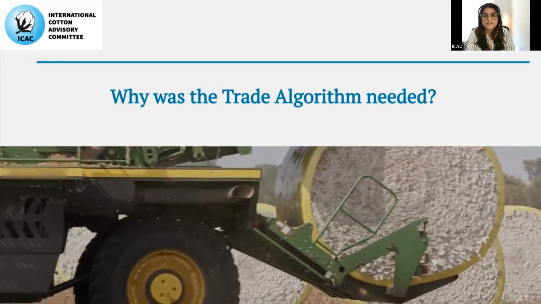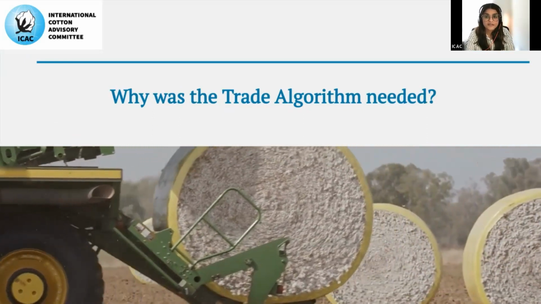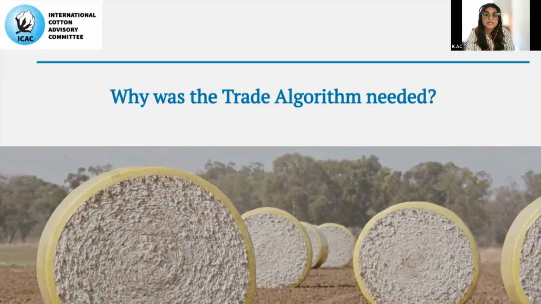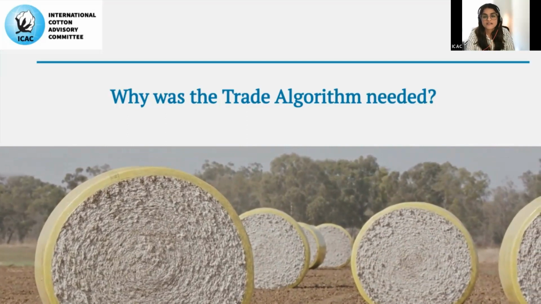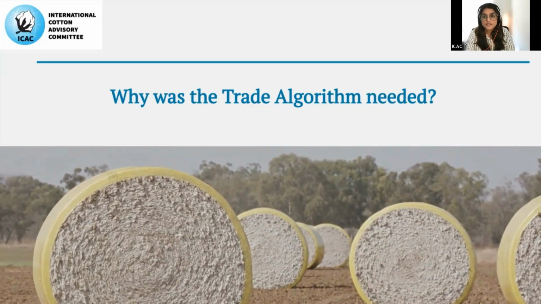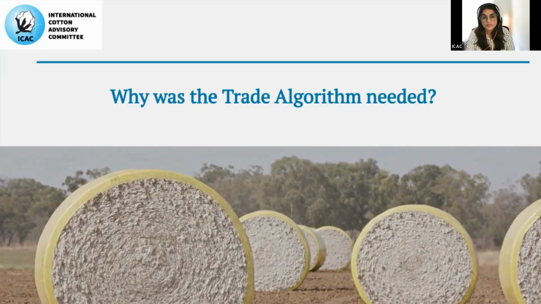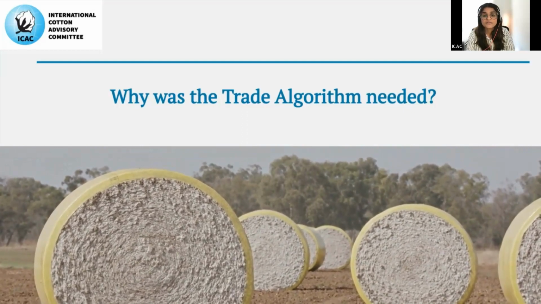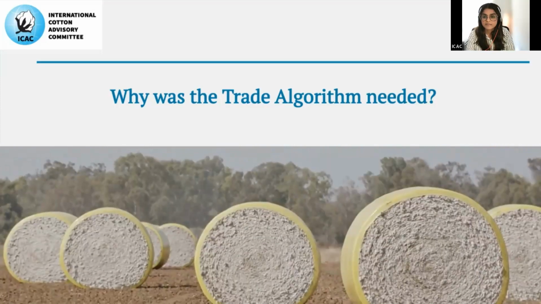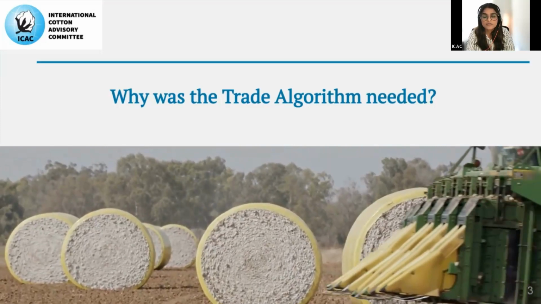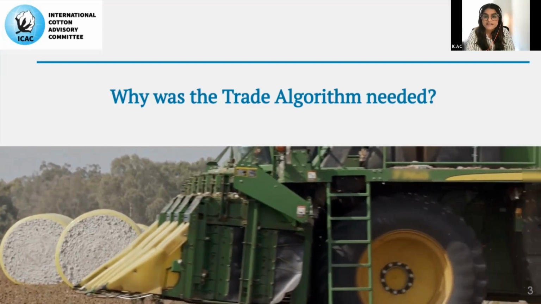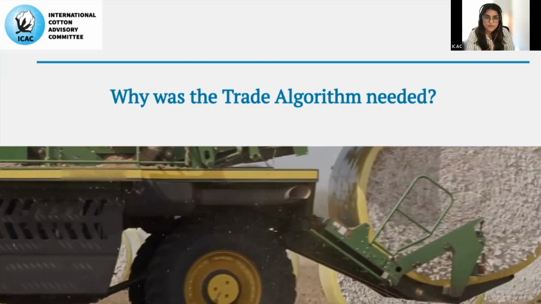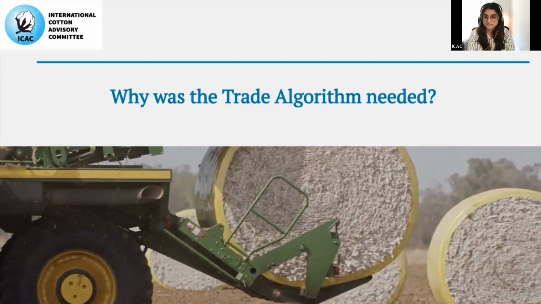Another challenge was missing country data, where a country may be present in the primary data, but may be missing from the mirror data and vice versa. In order to address these and other issues, we developed the ICAC trade algorithm. It's important to note that the algorithm is applied uniformly to all the cotton trading countries, providing a consistent, uniform, and scientific method for reporting trade figures.